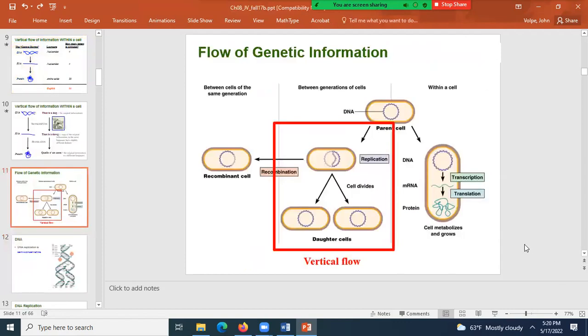All right, so we've talked a little bit about how DNA flows within a cell, and we'll come back to that. Let's move on to how DNA flows between generations of cells. And this we call the vertical flow of information, because the DNA moves from a parent to the offspring.